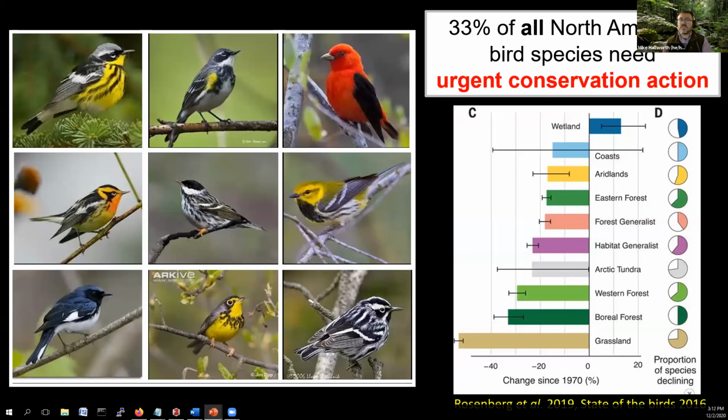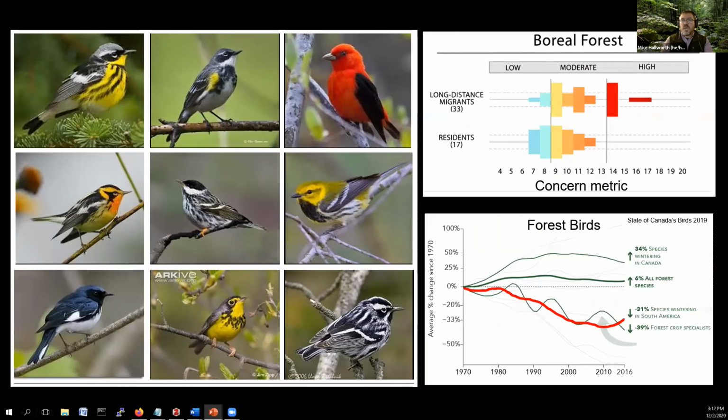We're all here because North American bird avifauna is declining, and there's urgent conservation action needed to help abate these declines. I'm going to talk to you today about the boreal forest birds, which are not doing as well. This is from the State of the Birds report. They broke them into long distance migrants and residents, and there are more long distance migrants that aren't doing as well. It appears that the residents are doing a little bit better than the long distance migrants.